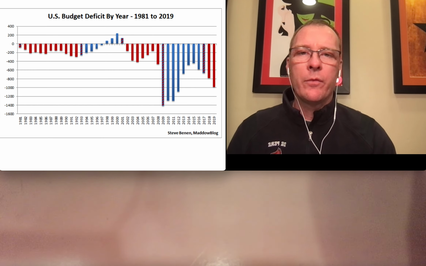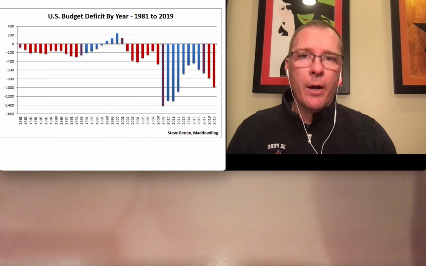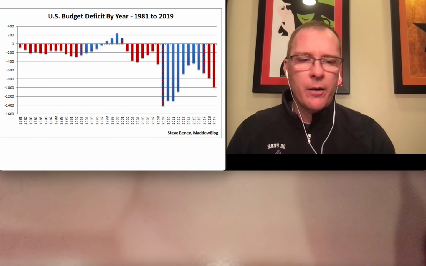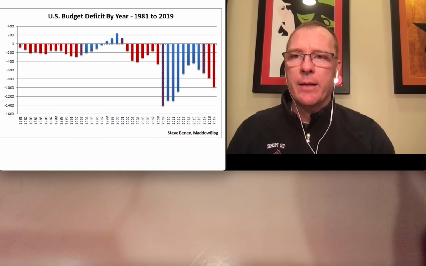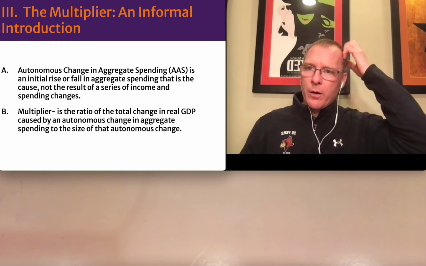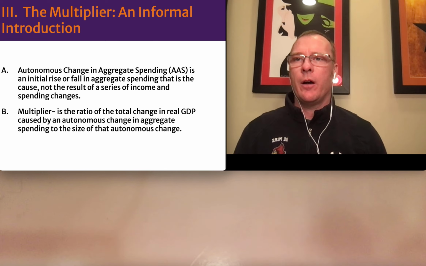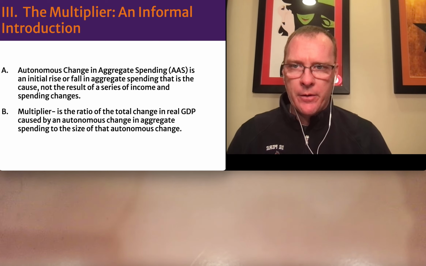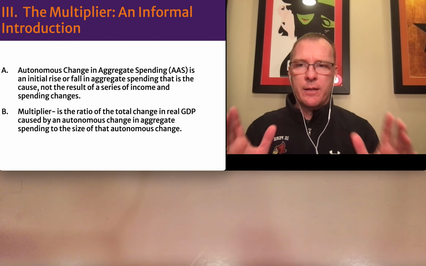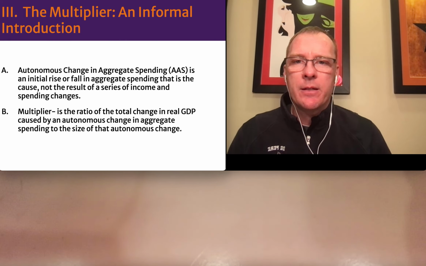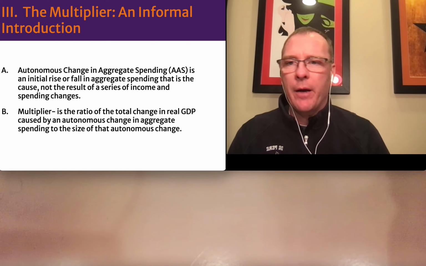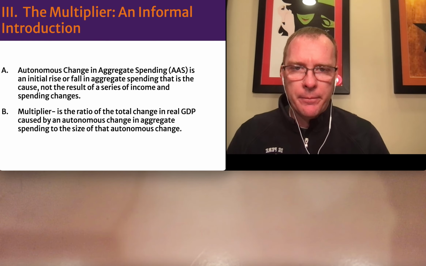You can see here, we very rarely have a budget surplus, right? Almost always we deficit spend, and just a few years right around the Bill Clinton time period, we had some positive. So how does this multiplier work? Well, we have what's called the autonomous change in aggregate spending. It's the initial spending that you get when new money comes in. The multiplier is simply the ratio of the total change in real GDP caused by this autonomous change in aggregate spending.